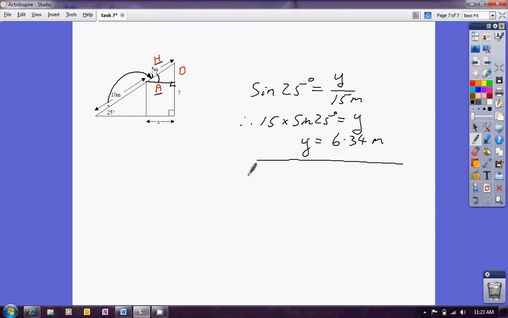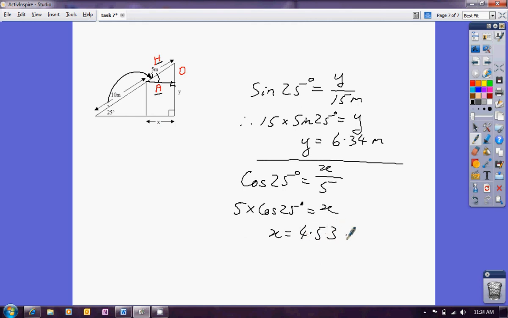So let's write the cosine expression here now. Cosine of 25 degrees equals the adjacent, which is x, over the hypotenuse, which in this case now equals 5 metres. Rewriting that, 5 times cosine of 25 degrees equals x, and that gives us a value for x of 4.53 metres.